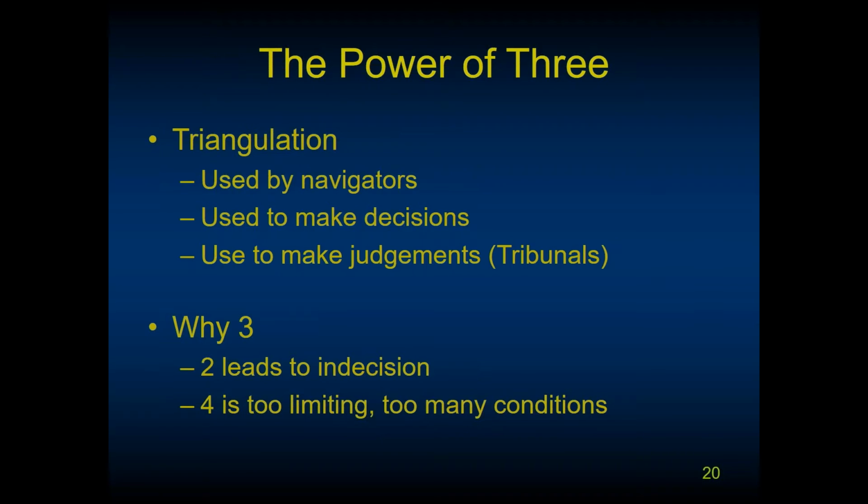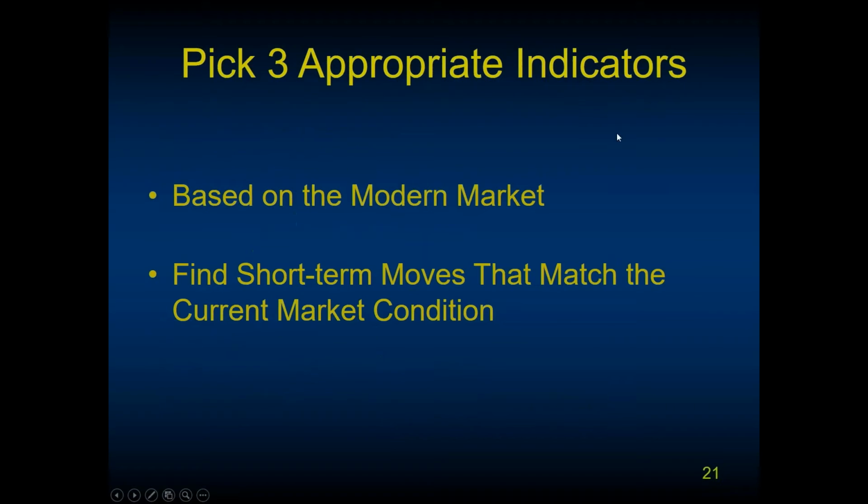So thinking about the power of 3 in terms of using that in decision theory, we decided to look for 3 indicators in MetaStock that we could put together to create a powerful strategy that would hit our goals. Goals that are based on the modern market. We wanted to find short-term moves that match the current conditions.